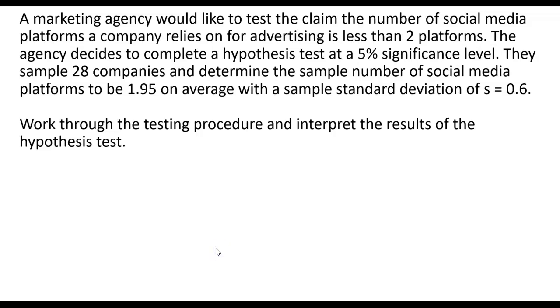A marketing agency would like to test the claim the number of social media platforms a company relies on for advertising is less than 2 platforms. So that 2 is what we're testing. The agency decides to complete a hypothesis test at a 5% significance level. They sample 28 companies and determine the sample number of social media platforms to be 1.95 on average with a sample standard deviation of S equals 0.6. Work through the testing procedure and interpret the results of the hypothesis test.